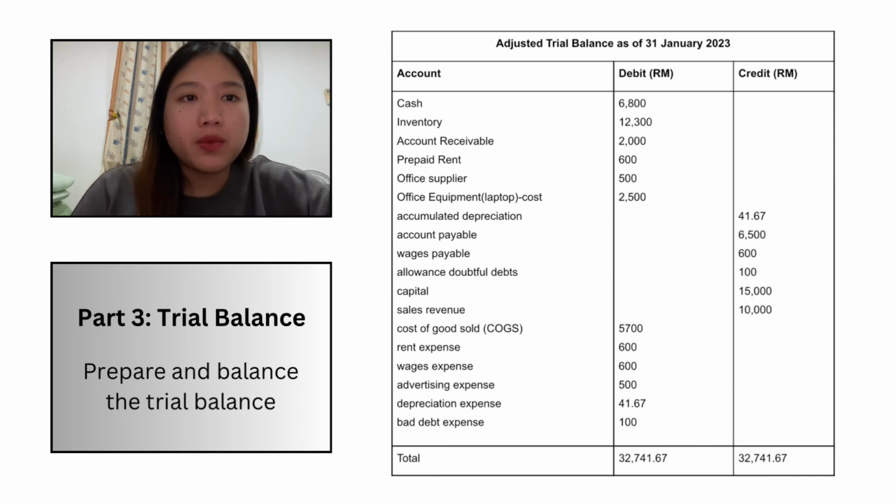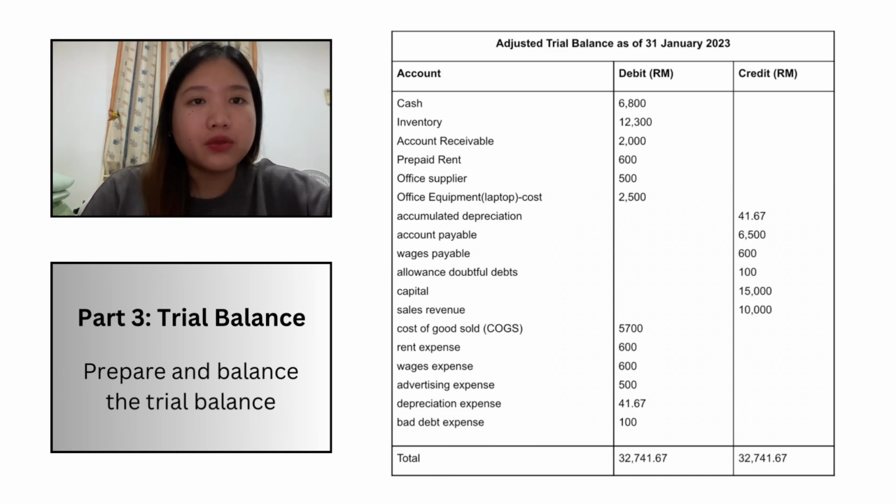The steps taken to prepare the adjusted trial balance: the first step is posting adjustments. Adjustments for accrued wages, prepaid rent, depreciation on the laptop, and an allowance for doubtful debt were recorded in the journal and then posted to the respective ledger accounts. This reflects a more accurate financial position of the business as of 31st January 2023.